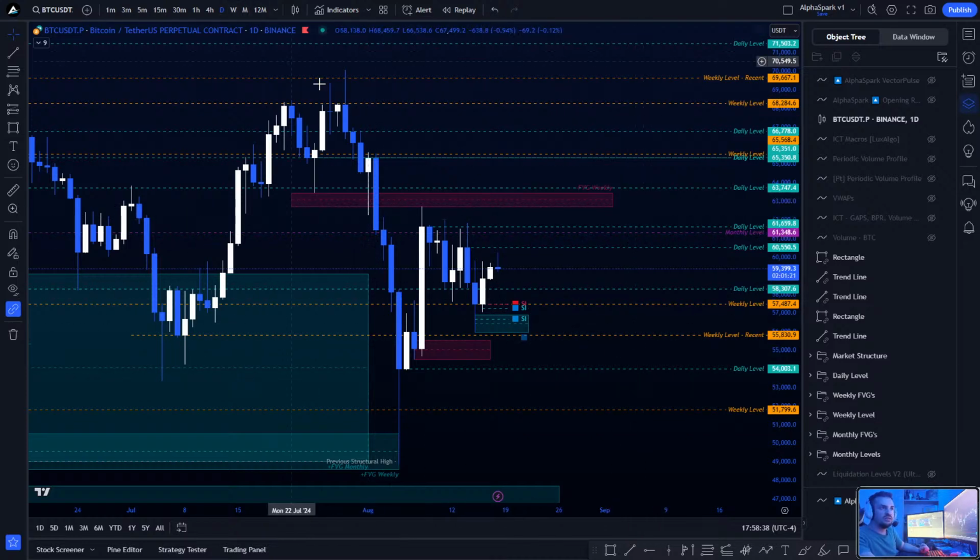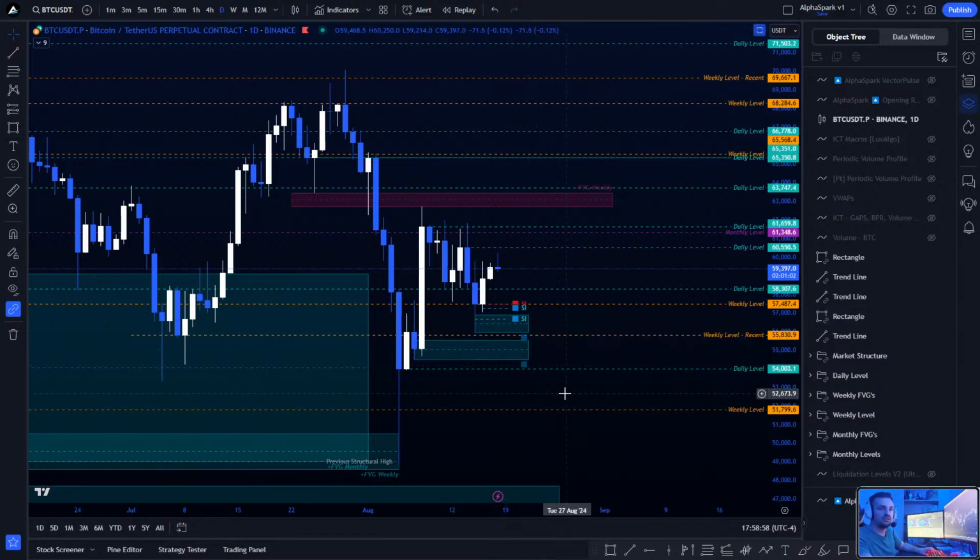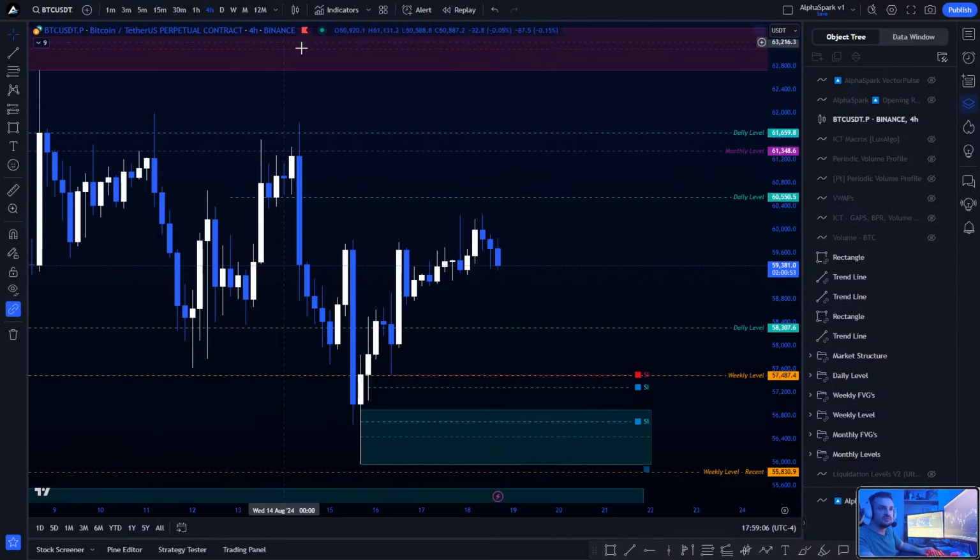So ideally, what we do want to see now is kind of like an SFP of some liquidity, and the most obvious one is this low. And from that moment on, we can maybe look at a reversal model to go up. But until then it's kind of weird because, for example, on the 4 hour we do not have a fair value gap.